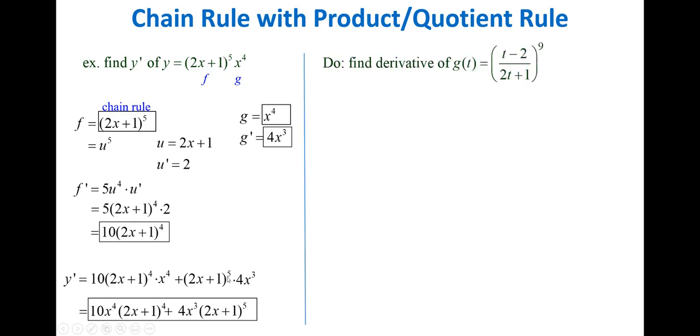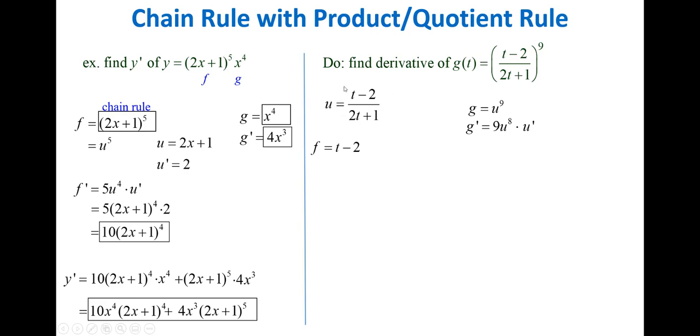Here's one to practice on your own. You're finding the derivative of g of t, which is t minus 2 over 2x plus 1, all to the 9th power. Pause now. In this case, the inner function would be right here inside of the parentheses. Therefore, I'll make u t minus 2 over t plus 1. That makes this u to the 9th, g, because that's the function. And then g prime would be taking the derivative of the outer function, 9u to the 8th, times u prime, the derivative of the inner function.